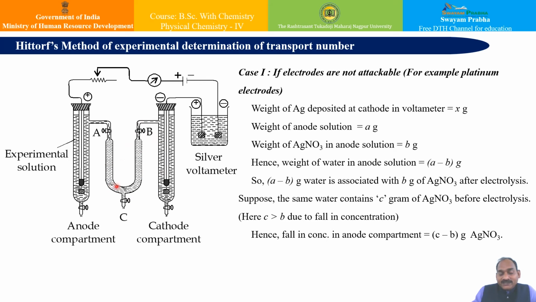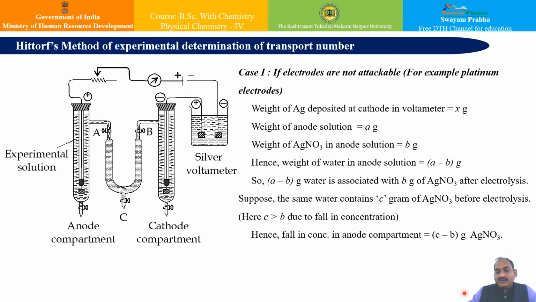It should remain unchanged because we have seen the migration of ions. Central compartment concentration should always remain unchanged. Now if there is a change in concentration, we have to repeat the whole experiment. But if the concentration is the same, the calculations are done after the titration, and these calculations can be carried out. Let us understand what calculations are carried out.